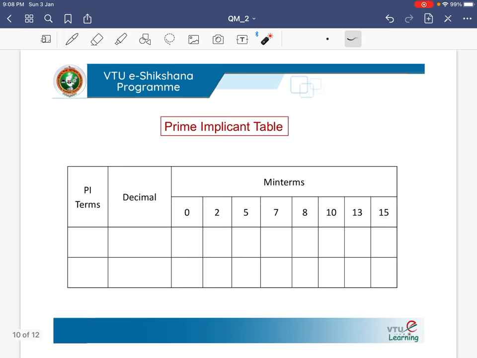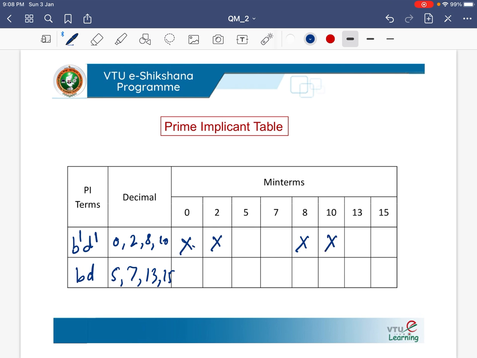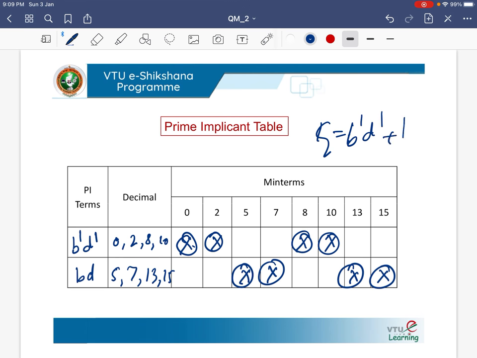The same thing has to be written in the prime implicant table. The PI term is B bar D bar, and the decimal list is 0, 2, 8, 10. The next PI term is BD, and the decimal list is 5, 7, 13 and 15. And these are the min terms which are given in the problem. Therefore, put the cross marks for 0, 2, 8 and 10, and similarly over here for 5, 7, 13 and 15. In each column there is a single cross mark, therefore all are to be circled. We have only the two PI terms, and both are essential prime implicants. Therefore we get the final expression as K is equal to B bar D bar or BD.